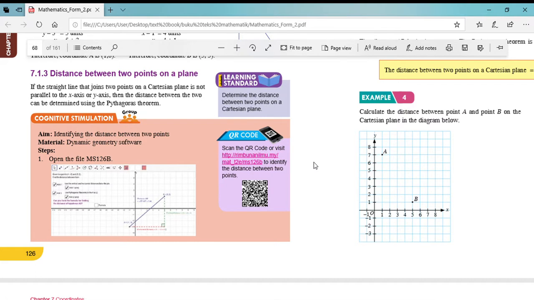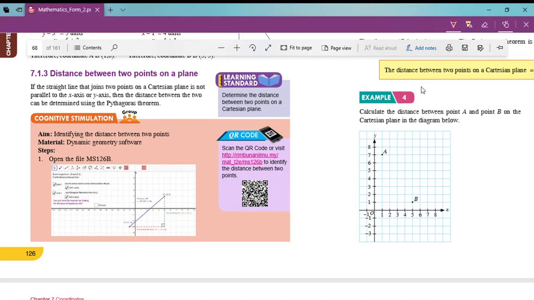Okay, in this video we're going to discuss how to calculate the distance between 2 points on the plane. In video 1 you already learned how to calculate the horizontal distance and also the vertical distance. So for this video we're going to learn how to calculate the shortest distance between 2 points by using Pythagoras theorem.